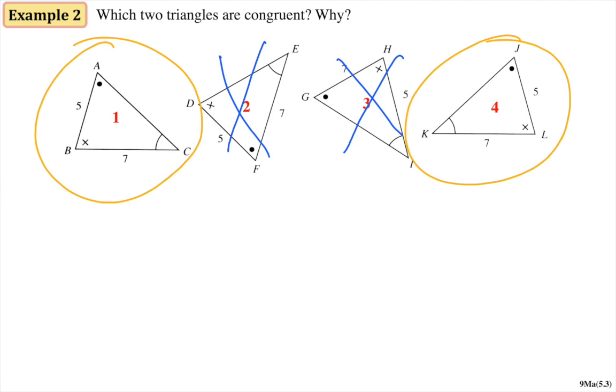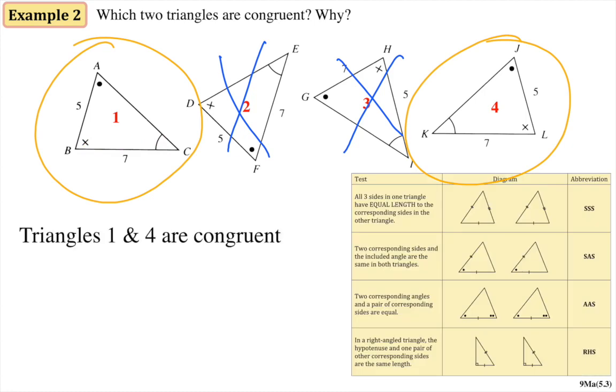When I look at it, for triangle 1, the side with the 5 has a dot and a cross. For triangle 4, the side with the 5 has a dot and a cross. So their angles match the side. With the 7, I have a cross and an arc for my angles. Yep, definitely triangle 1 and triangle 4 match up. So what rule did I use?